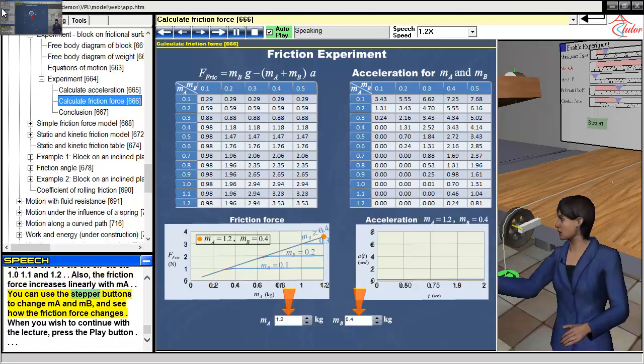You can use the stepper buttons to change ma and mb, and see how the friction force changes. When you wish to continue with the lecture, press the play button.